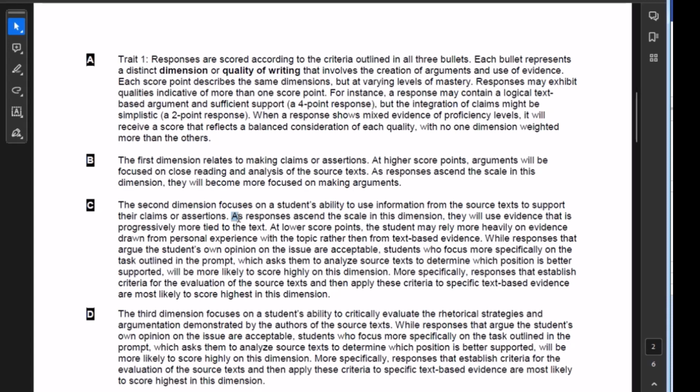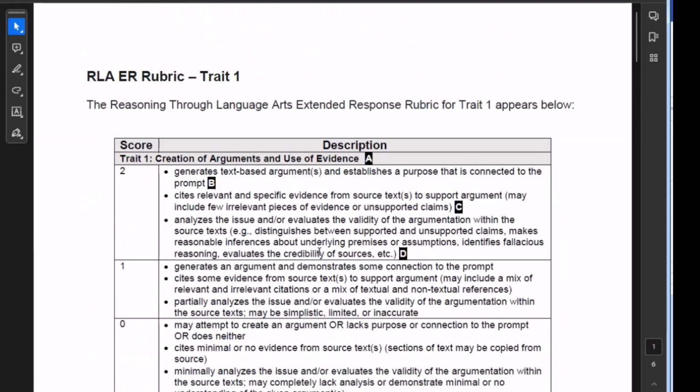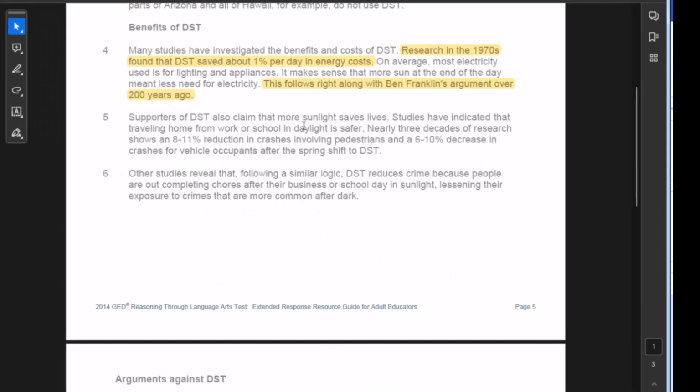Also notice in letter C, as responses ascend the scale in this dimension, they will use evidence that is progressively more tied to the text. At lower score points, the student may rely more heavily on evidence drawn from personal experience with the topic rather than from text-based evidence. That goes back to what they shared up here, that you can use a little bit of your own personal experiences. However, they would rather you use text-based evidence. And you already have that evidence because you should have been highlighting it as you were reading your text.